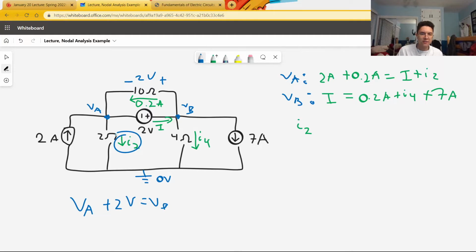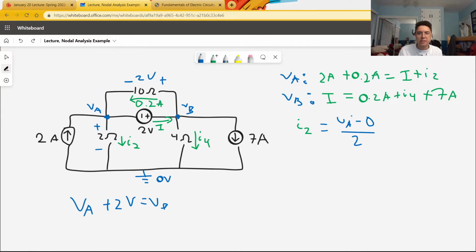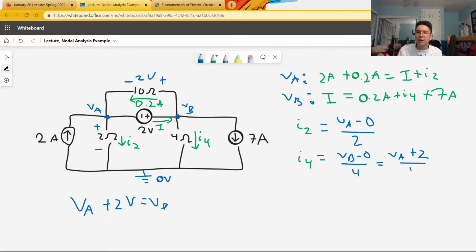Now let's express I2 and I4 in terms of VA and VB. Based on the Ohm's law sign convention, because we picked the arrow for I2 downward, we should have the positive terminal and the negative terminal, which means that I2 is going to be equal to VA minus 0 over 2. Note that we subtracted the negative terminal's voltage from the positive terminal's voltage. Now, I4 is equal to VB minus 0 over 4, and because VB is VA plus 2, this is equal to VA plus 2 over 4. You see that I removed the VB variable because we know it can be expressed in terms of one unknown, and I don't want two unknowns in my equation when I could just have one.